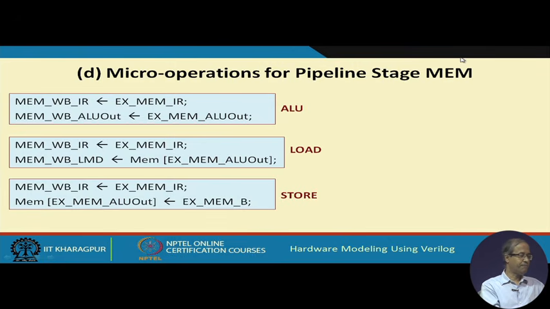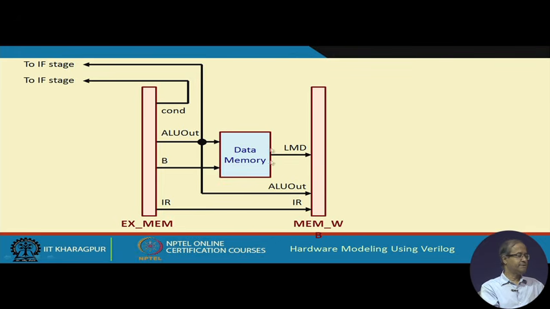Now, let us come to mem. For ALU operation again IR is forwarded and also ALU out is forwarded, nothing else to do in mem. Simply forward the data because you will be using them in the next stage. Load, IR is forwarded and you do a memory read. So, ALU out contains the address, you read it and store in LMD. For store, you see B was forwarded earlier, this B is getting written to memory, ALU out is the address, right. So, this will be your mem, ALU out is the address and B is for write and LMD is for read.